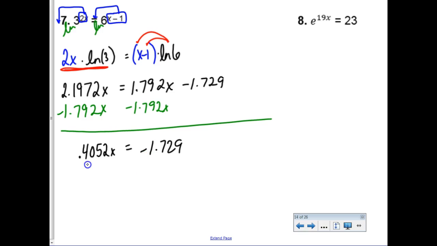So divide both sides by 0.4052. Is it roughly negative 4.42? I don't even know anymore. See, in my work, I truncated too early, so I don't know. I might have had the wrong.